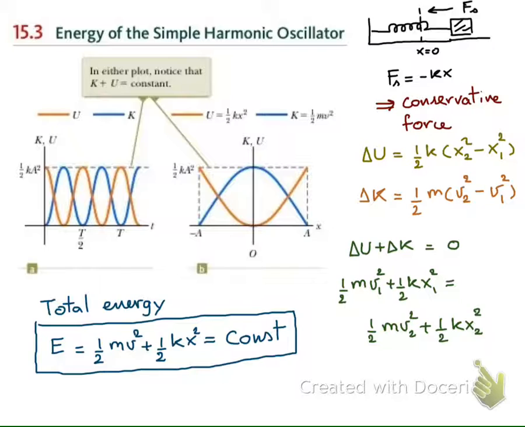It is interesting that the kinetic energy is equal to 0 when x is equal to a or minus a. This is because a is the maximum value of the displacement, and it means that at the maximum displacement, the velocity must be 0 here. So the kinetic energy is 0 at this point. And also at this point the kinetic energy is maximum.